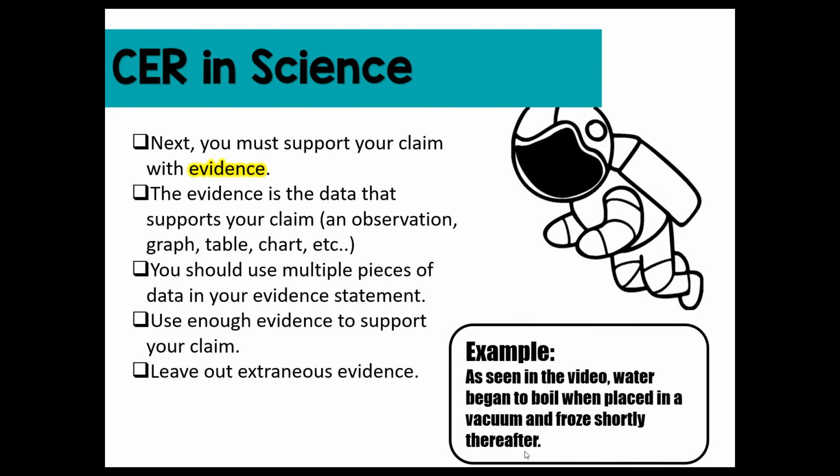Now, next we're going to want to move on to the E in the CER method, which is to support your claim with evidence. So you've got to have evidence that supports what you just said. The evidence is simply the data that supports your claim. It can be an observation, what you saw. It can be a graph, a chart, a table. So it doesn't necessarily have to be a complete sentence. A lot of times when we're using the CER method for the E part, people will simply put a graph or a chart or a table, and then they will highlight that graph, chart, table in the reasoning portion.